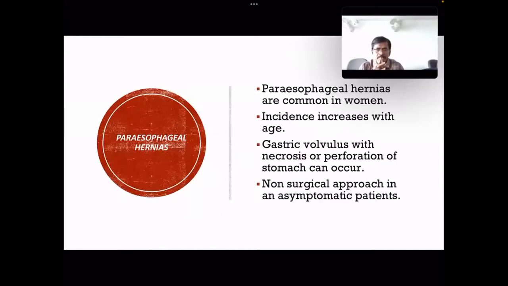Paraesophageal hernias are more common in women. Incidence increases with age. Gastric volvulus with necrosis or perforation of the stomach can occur. A non-surgical approach in an asymptomatic patient is advised in most of the cases.